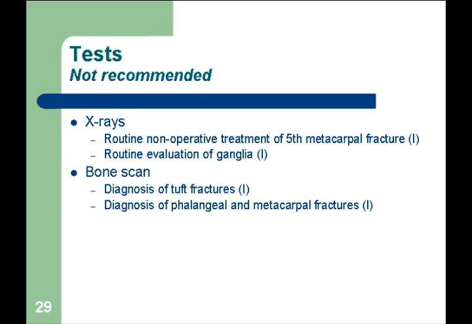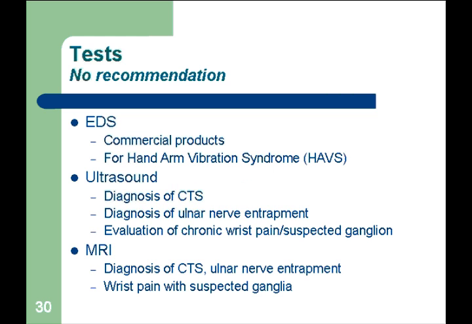X-ray is not routinely required for a ganglion. Again, these are all in the insufficient category, but they're on the lower side. So I think a one-time X-ray of an area for a ganglion to confirm there are no other bone issues is fine. Repeated films probably are not necessary. Bone scans are not needed for tuft fractures, for phalangeal, and for metacarpal fractures. If you wait 2 weeks and repeat your X-ray, you'll oftentimes see a periosteal bone reaction if you couldn't see the fracture on the initial films.